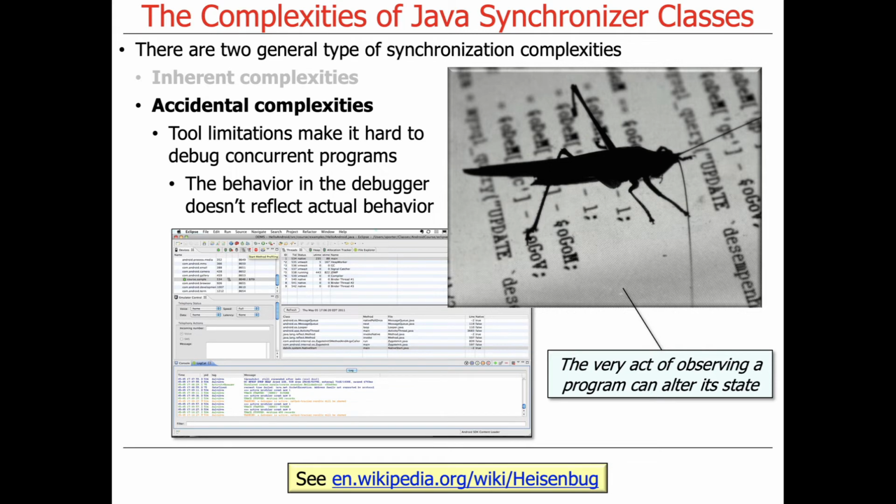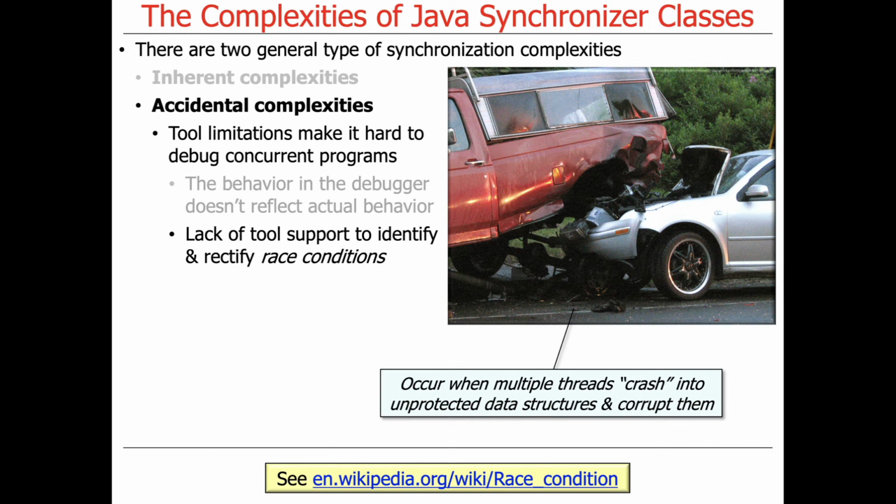I should probably show a Schrodinger's cat meme. I saw a picture of Schrodinger's cat. It said, wanted, dead or alive. So if you're a physics geek, that's ridiculously funny. Otherwise, it's like, what a stupid thing to say. So the very act of observing a program can alter its state.